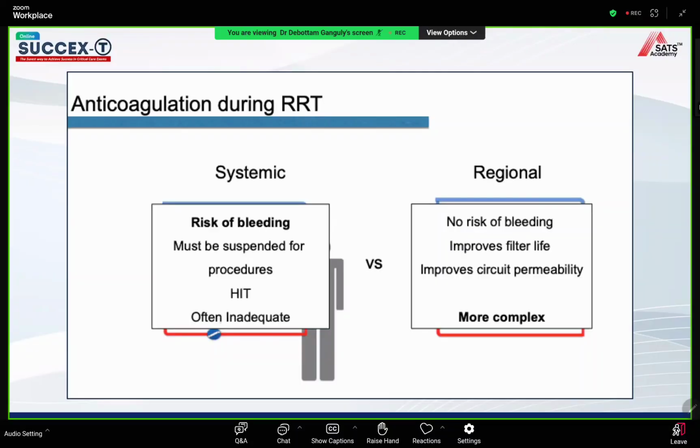But if it is regional, the risk of systemic bleeding is less. It improves filter life and improves circuit patency. But the thing is much more complex than the systemic one. In systemic, we can give some injection or subcutaneous dose, but regional is not like that. I'll come to how regional anticoagulation works.